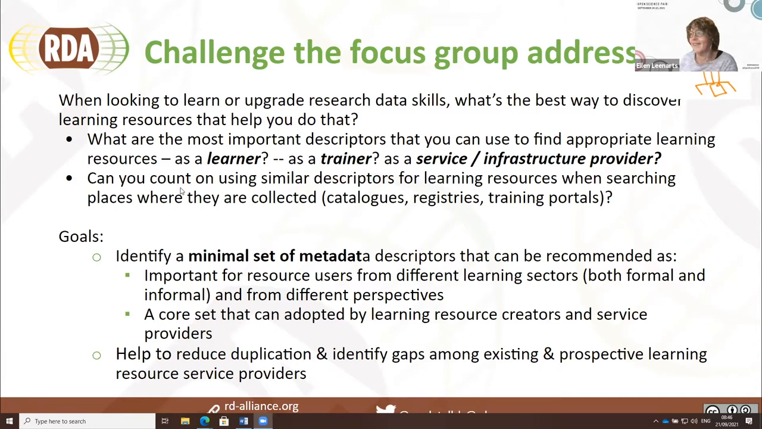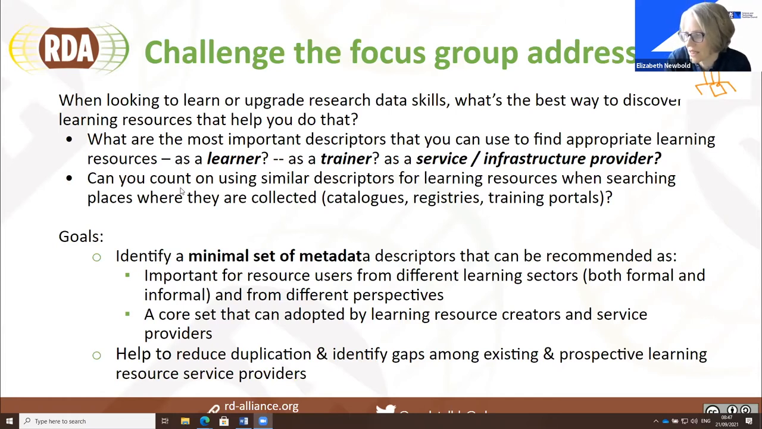So, as I said, we've been working for probably a bit over a year quite intensely as a group. The challenge we set ourselves was looking at how you find learning resources and training materials, and what's the best way to discover these. We were thinking about what metadata users need, and we were looking at a minimal set for that. We were taking the approach of: are you a learner looking for materials? Are you a trainer who's providing materials? Or maybe you're a service or infrastructure provider, which relates to our colleagues on the call today, about catalogues and how they are going to put out materials in a consistent way.